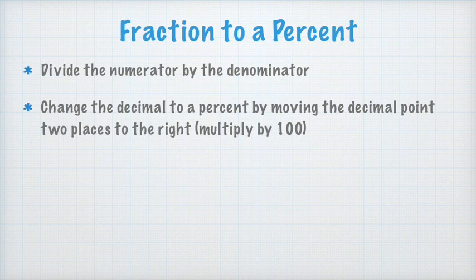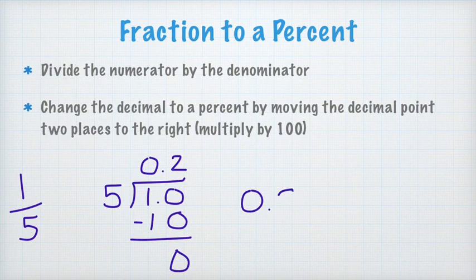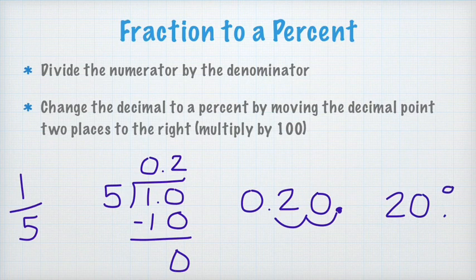The second option to convert a fraction to a percent is to divide the numerator by the denominator. Then change the decimal to a percent by moving the decimal point 2 places to the right or multiplying by 100. For example, 1/5, I would just do 1 divided by 5. Okay, so 5 cannot go into 1, so I can put a 0 and then put my decimal point. But 5 can go into 10 twice. So 1 divided by 5 is 0.2 or 2/10. From there, I can move the decimal point 2 spots to the right or just multiply by 100, and I end up with 20%. So 1/5 is equal to 20%.